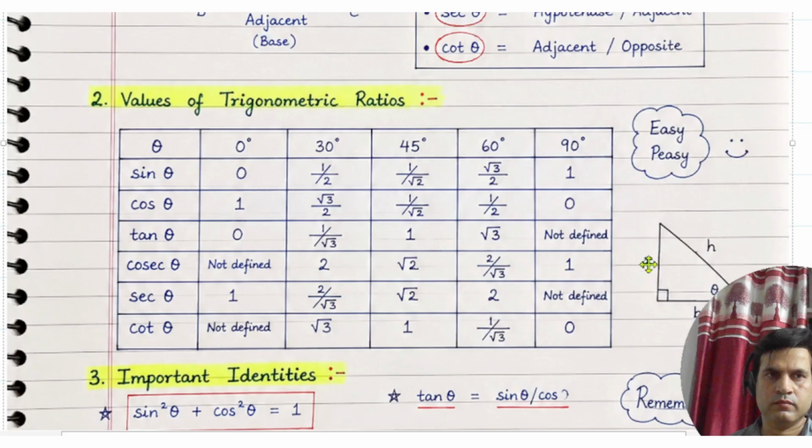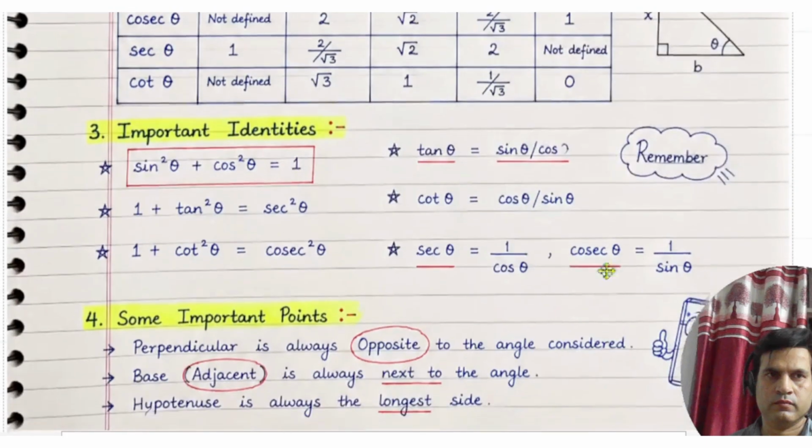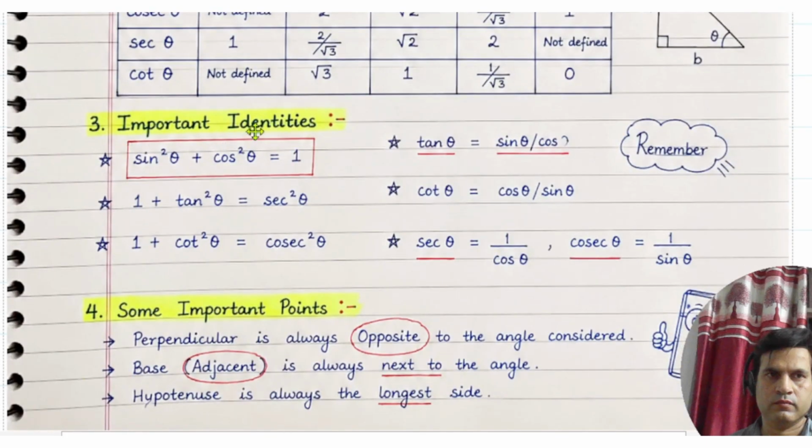Suppose for theta the perpendicular is p and the base is b, and this is the hypotenuse. And we have important identities here: sine square theta plus cos square theta equal to 1, 1 plus tan square theta equal to sec square theta, and 1 plus cot square theta equal to cosec square theta.